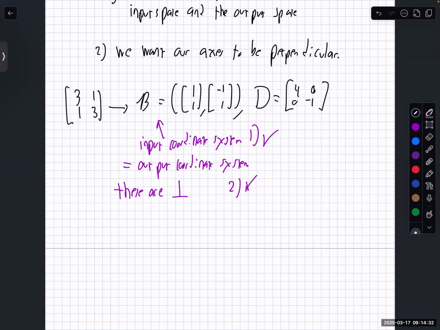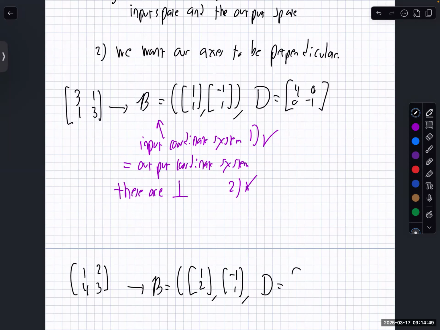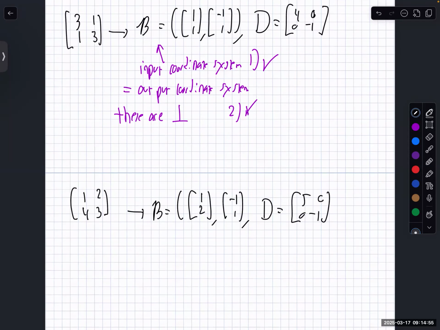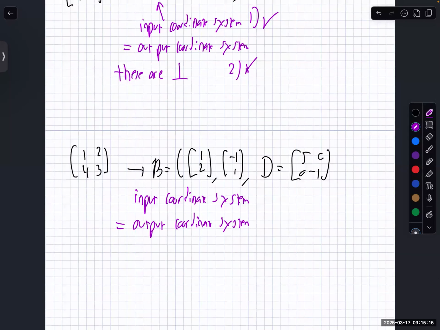For the second example, 1, 2, 4, 3. This time, the input coordinate system was equal to the output coordinate system, but they're not perpendicular.